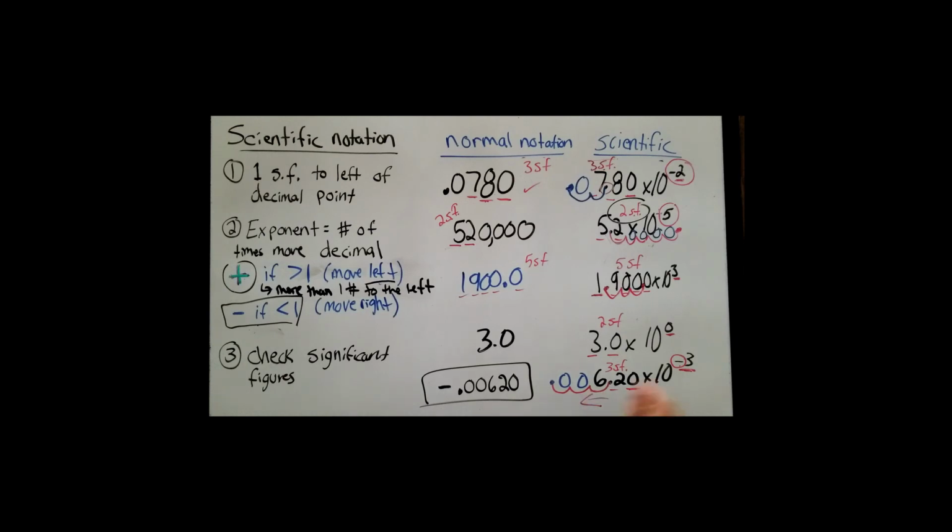Now, if you want to check your sig figs, by all means do so. We said there were 3 over here. When we're counting sig figs, we can't start counting till we get to our first non-zero number, which is the 6. The 2 counts, and then the 0 after the 6 counts because we already started counting.